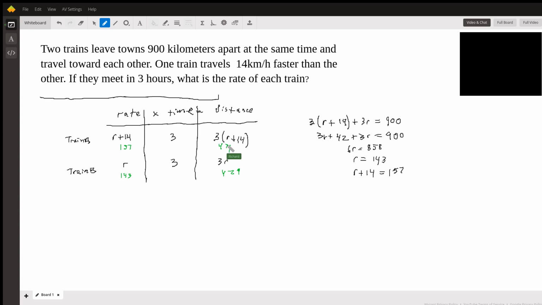And that's kind of reassuring. They add up to 900. And also it's reassuring to see that train A, which is the faster train, covered a greater distance, and that's just additional confirmation that you've done this problem correctly.